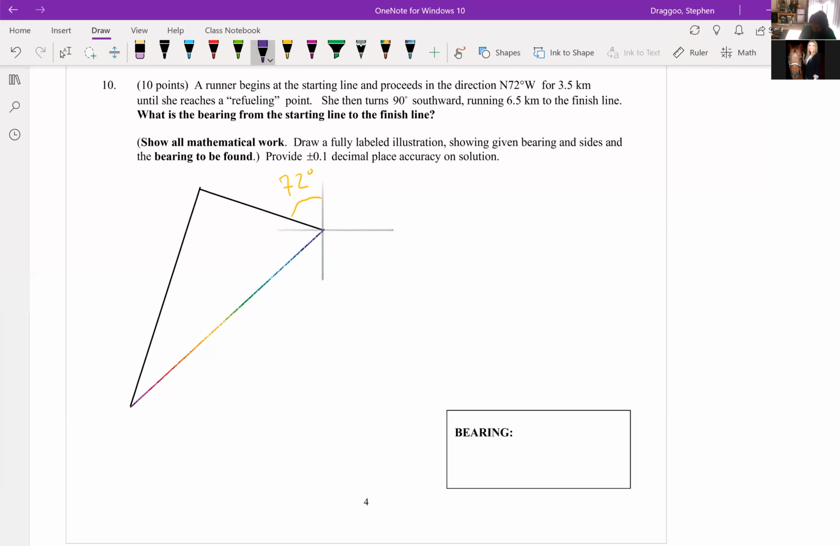We know how far we've been running. First, our runner ran 3.5 kilometers, then she ran 6.5 kilometers. So we'll label those two pieces. And then slap down a couple other things that we're interested in. Our bearing angle beta, that's what we're trying to solve for. We also have this green angle theta that's on the interior of the triangle. And we'll need to solve for that angle in order to get the bearing angle that we're interested in.